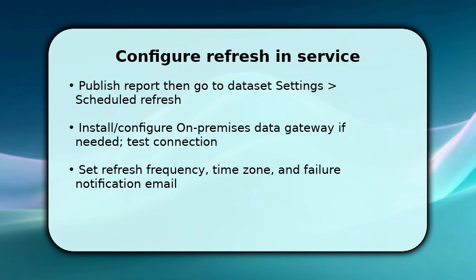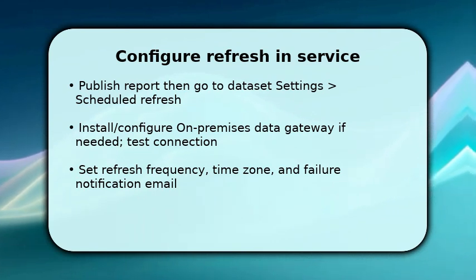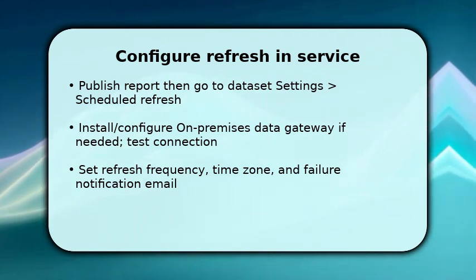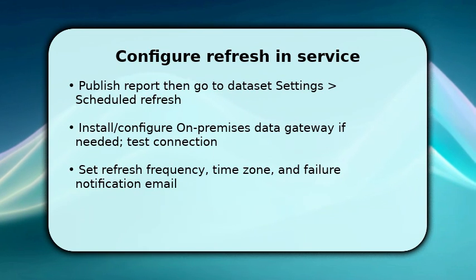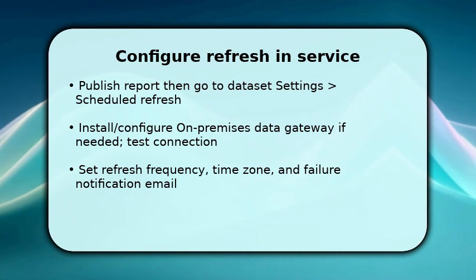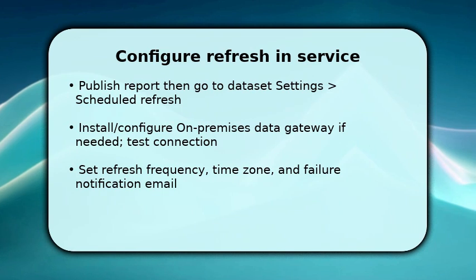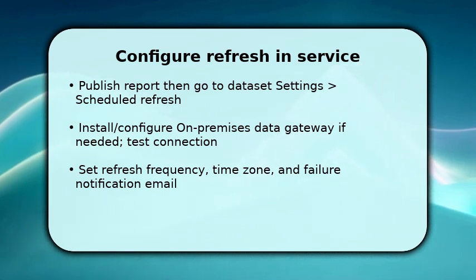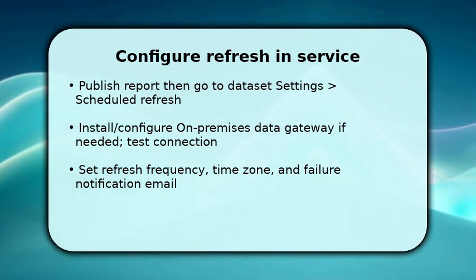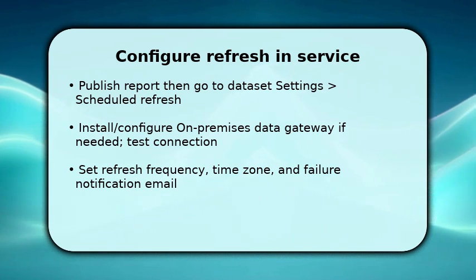Once published, navigate to the dataset settings in the Power BI service and open Scheduled Refresh. This is where you define cadence and credentials. If sources are on-premises, install and register an on-premises data gateway, then test the gateway connection to ensure the service can access your data. Configure refresh frequency and time window, assign credentials under data source credentials, and enable failure notifications to receive alerts. These steps control when and how updates run without manual intervention.